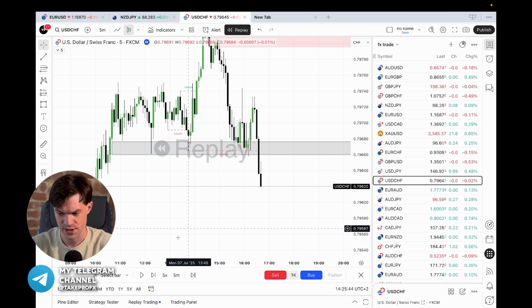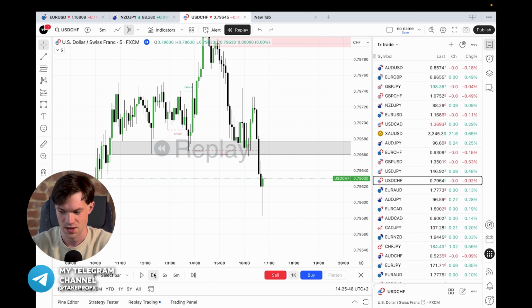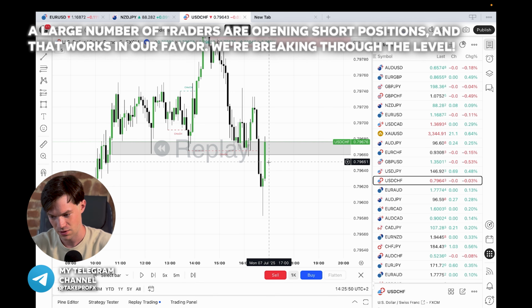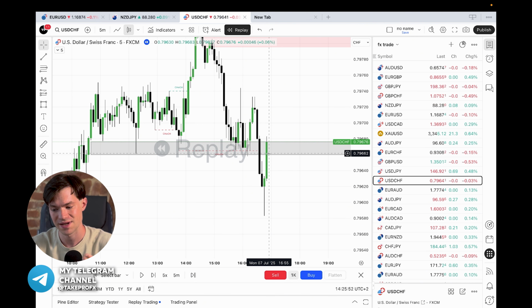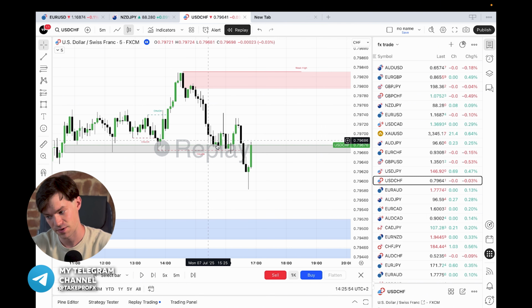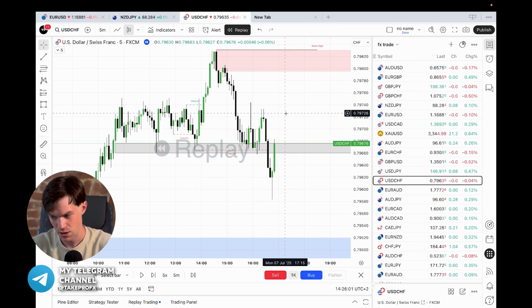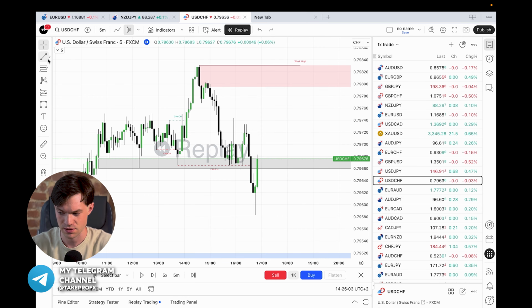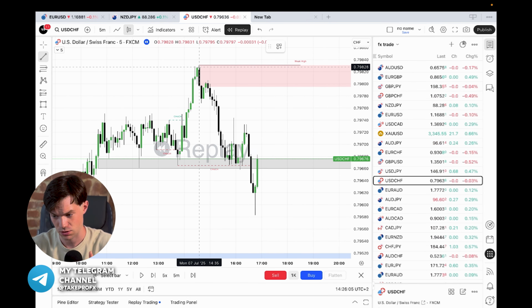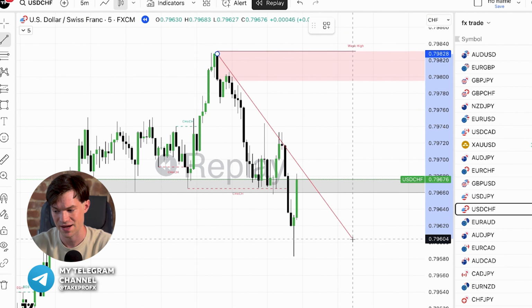A huge number of traders right here, right now, most likely enter trades on the downside, because we broke through the level, returned to it, and supposedly here we have a breakdown plus a retest. At the bottom, a lot of liquidity. I guess that I would open a trade on the downside here. Even as a less experienced trader, I pay attention to the fact that here we have inclined liquidity again.